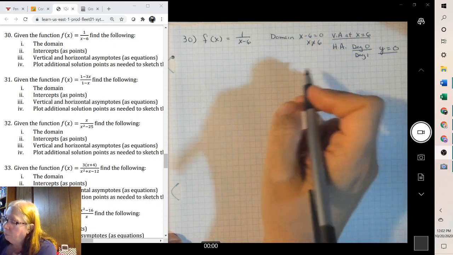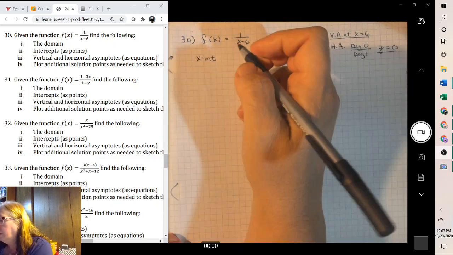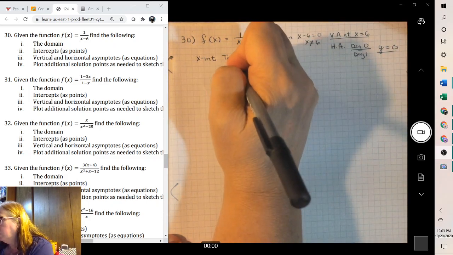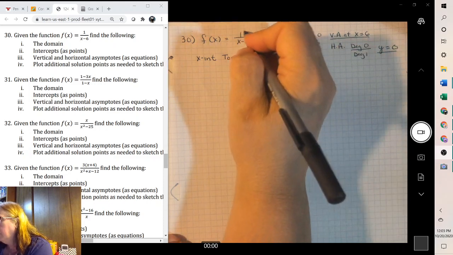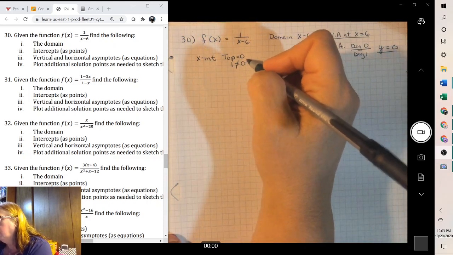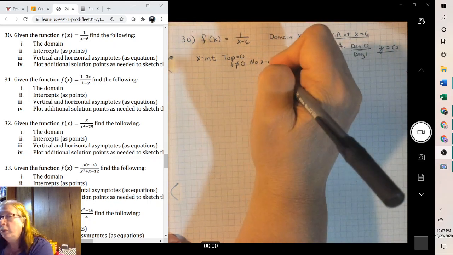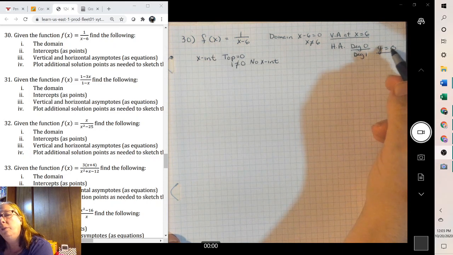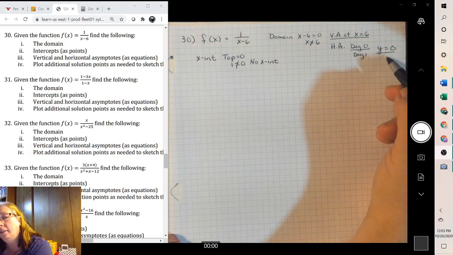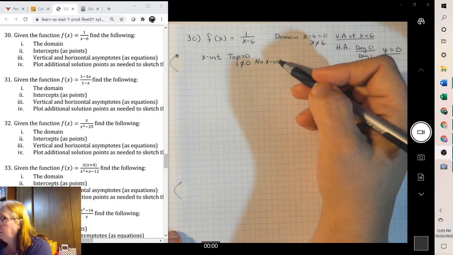Now we need to find some points. How about an x-intercept? When you have a fraction and you're finding an x-intercept, you set the top equal to 0. If I set my top equal to 0, I have 1 equals 0, which cannot happen. So there's no x-intercepts, which makes sense because if your horizontal asymptote is the x-axis, very rarely, there are special cases where it crosses, but very rarely does it cross. In this case, it does not.